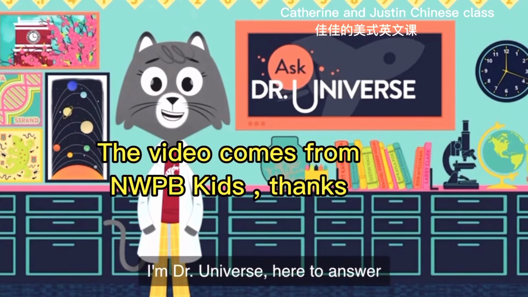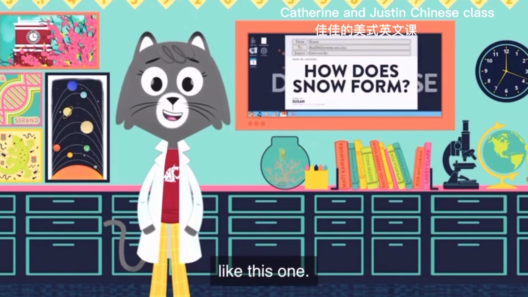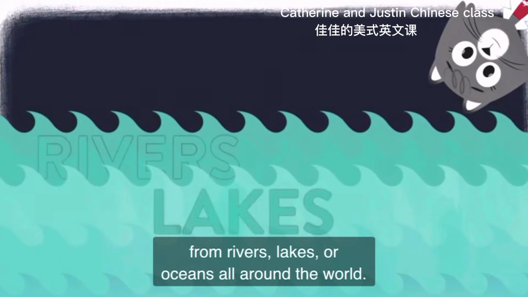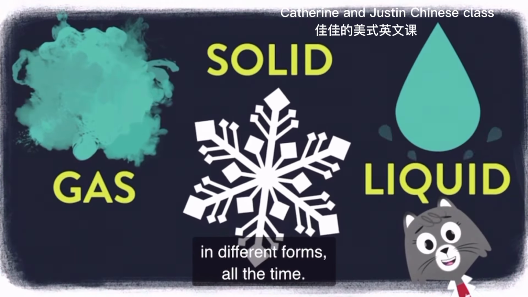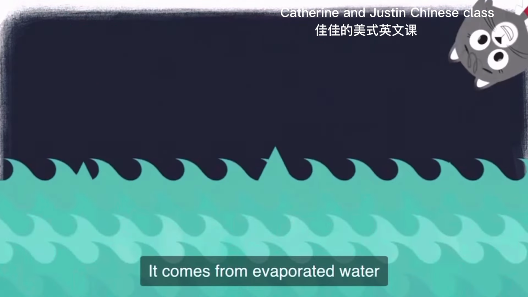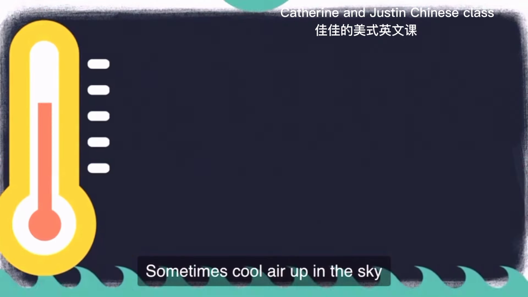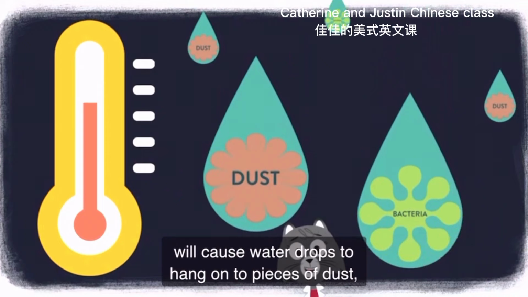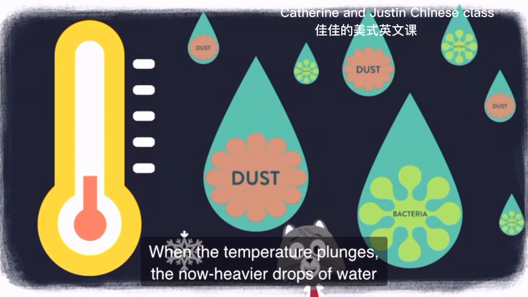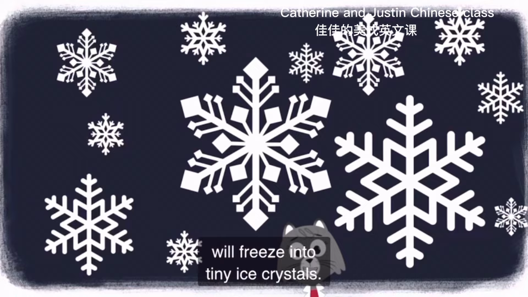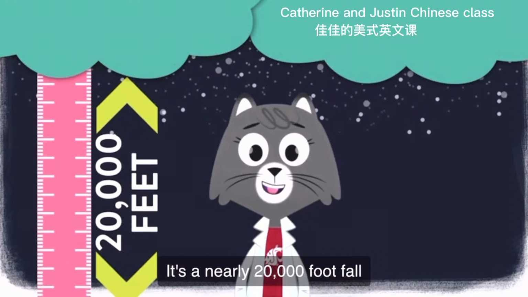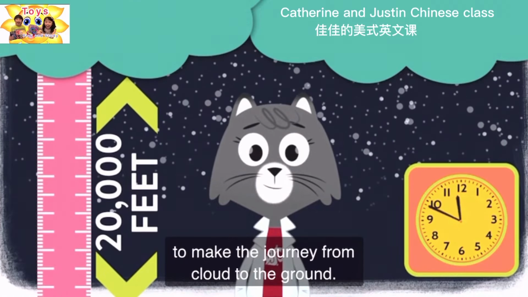Hey cool cats, I'm Dr. Universe, here to answer your baffling science questions. Like this one, how does snow form? In a single snowball, we can find traces of water from rivers, lakes, or oceans all around the world. Water moves through our atmosphere in different forms all the time. Clouds are made up of tiny water droplets that have turned into a gas called water vapor. It comes from evaporated water that rises from Earth's surface. Sometimes cool air up in the sky will cause water drops to hang on to pieces of dust, tiny bacteria, or other things that are floating in the air. When the temperature plunges, the now heavier drops of water will freeze into tiny ice crystals. Once snowflakes have formed up in the clouds, gravity brings them down to Earth. It's a nearly 20,000 foot fall, and it takes about an hour for a snowflake to make the journey from cloud to the ground.